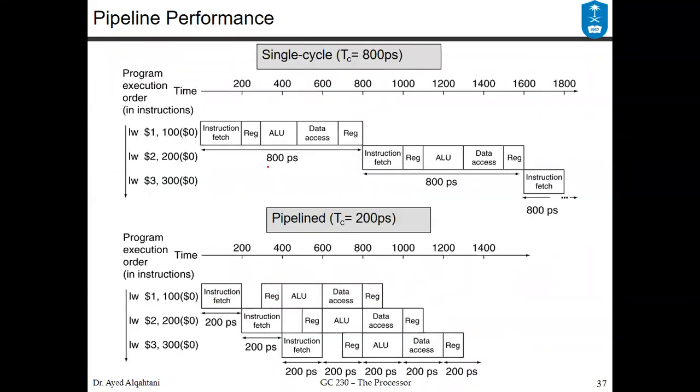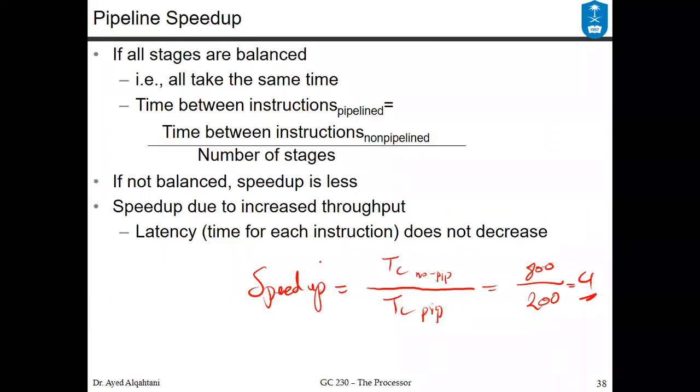If we assume that they are balanced and this one would be 1000 instead of the 800, then the speed up is higher, where it would be 1000 divided by 200, which is equal to 5. And this is what we mean. This one is not balanced, and this one is balanced. So if it's not balanced, the speed up is actually less.